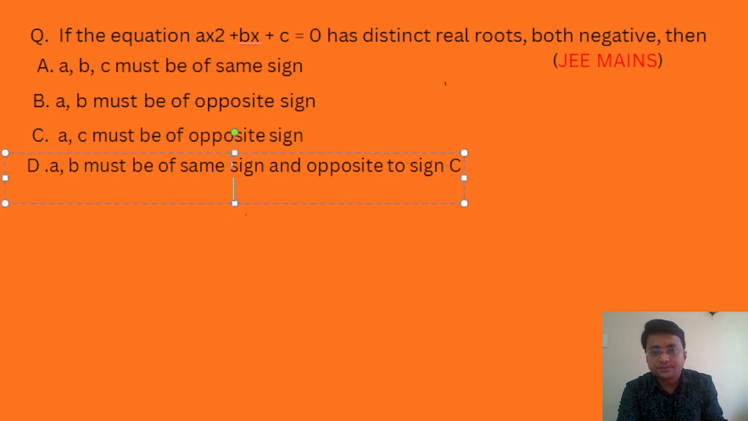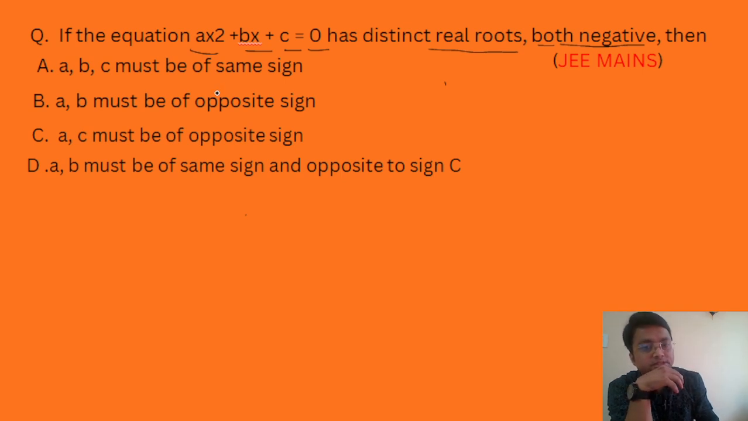Your question is: if the equation ax² + bx + c = 0 has distinct real roots, but both the roots are negative here, and now you can see the options A, B, C and D are given, so you have to tell which is the correct option, right?